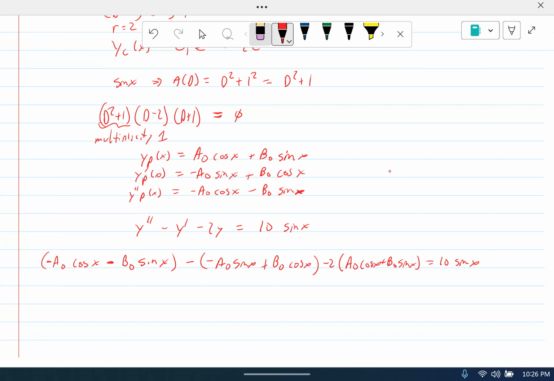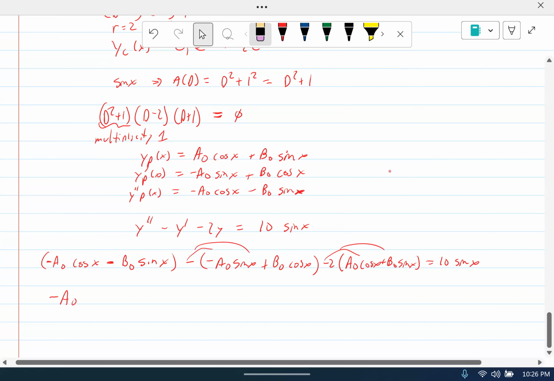Okay, so let's distribute. I've got negative a naught cosine x minus b naught sine x plus a naught sine x minus b naught cosine x minus 2 a naught cosine x minus 2 b naught sine x is equal to 10 sine x.